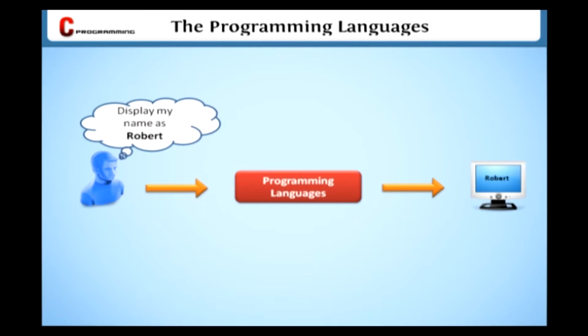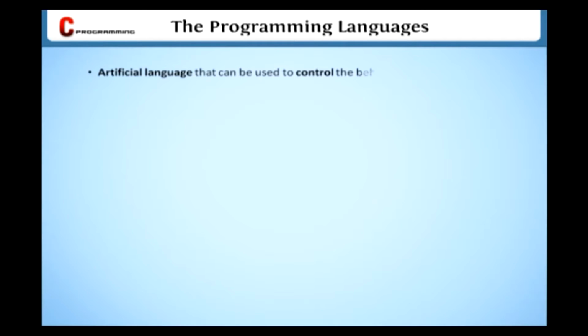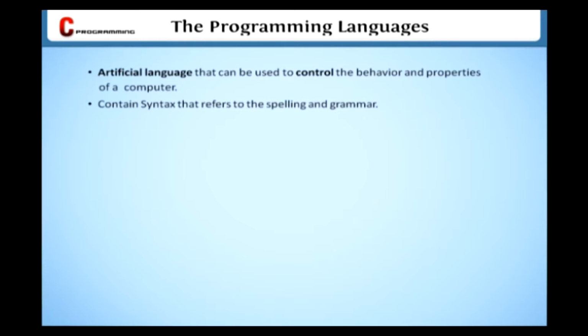A programming language is nothing but an artificial language that can be used to control the behavior and properties of a computer. Programming languages contain syntax that refers to the spelling and grammar of a programming language.